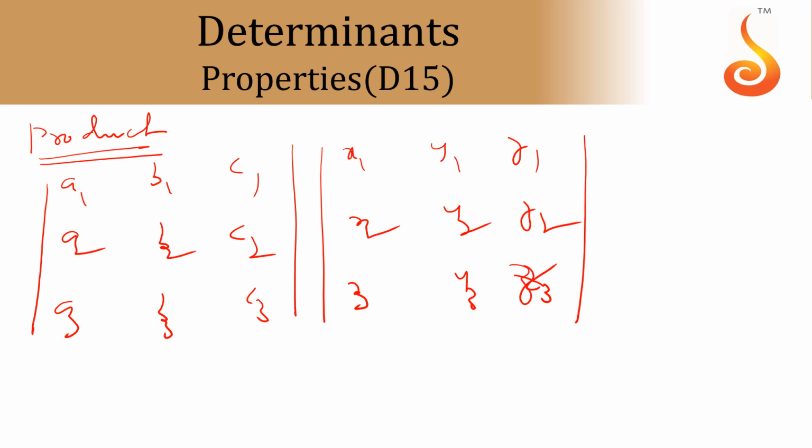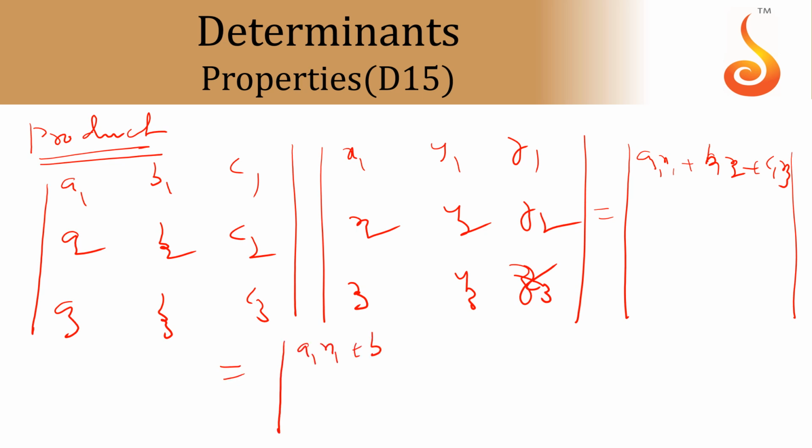So actually det A into det B should be det of AB, no? So det of AB means we can multiply row with column. A1 X1 plus B1 X2 plus C1 X3. See, I wrote only one element. Please try to understand. Row with column I did. But can I do it like this? A1 X1 plus B1 Y1 plus C1 Z1.